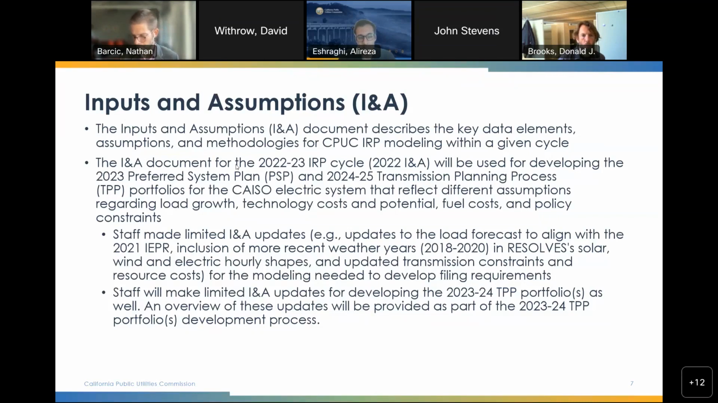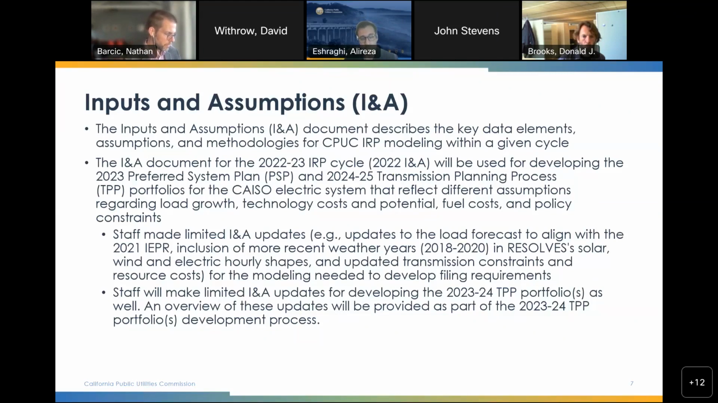a given cycle. So we plan to have this document, the 2022 INA, ready to be used for developing the 2023 Preferred System Plan, PSP, for this cycle, as well as the associated transmission planning process portfolios, 2024-2025 TPP portfolios that will be developed at the same time, basically associated with PSP. I just note that, as you know, there are more near-term use cases that we need to make limited INA updates for before we finish the whole process that we are going through right now.